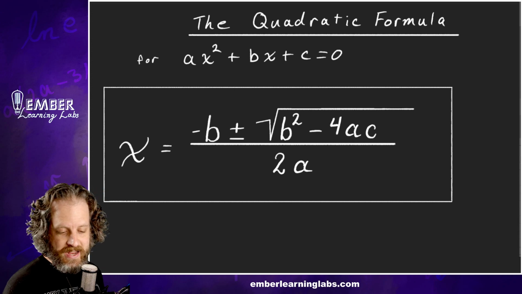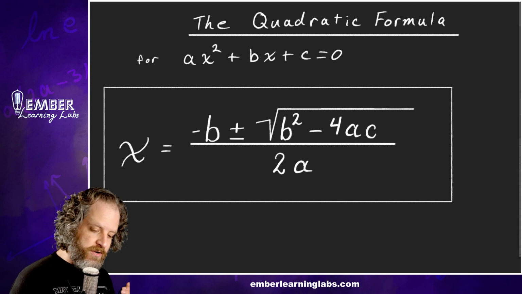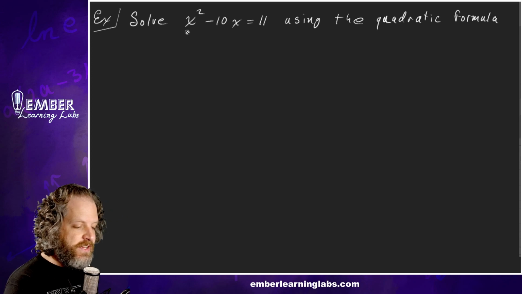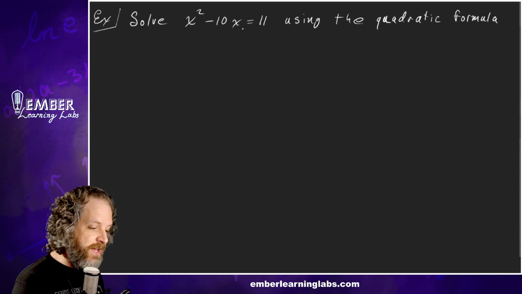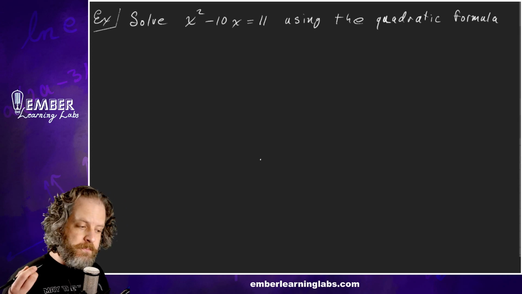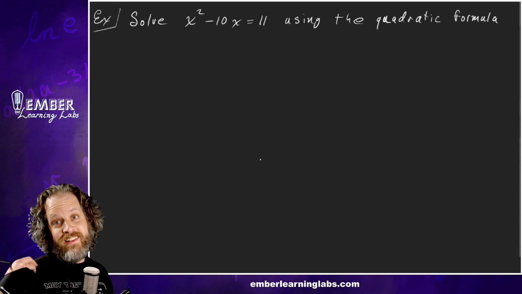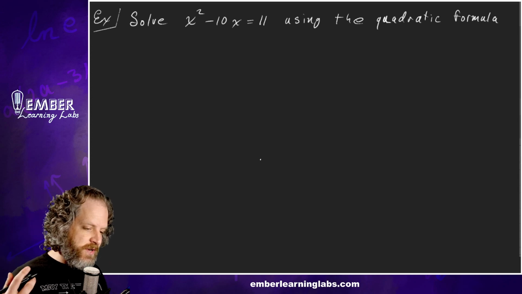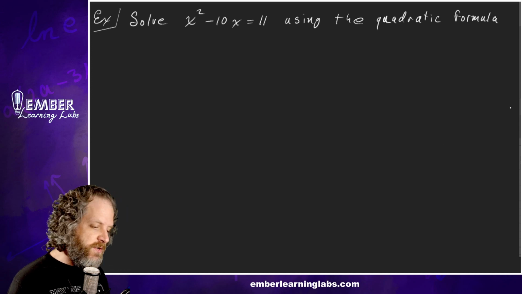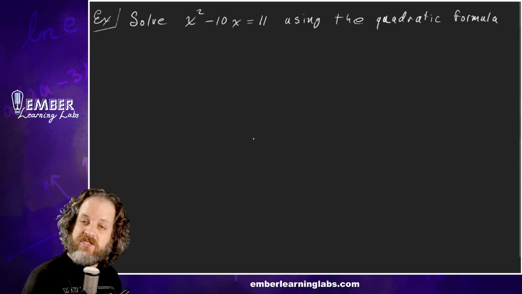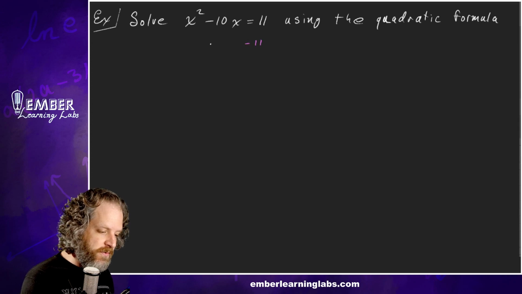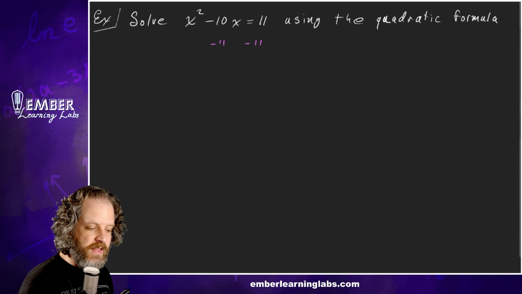So let's take a look at actually using the quadratic formula in a few examples. We're going to solve x squared minus 10x equals 11 using the quadratic formula. This is similar to one we saw in the last lesson, but we're going to do this one with the quadratic formula instead. In order to solve this with the quadratic formula, we need it in standard form. So the first thing we would do is subtract 11 from both sides, because we've got to move the 11 over.